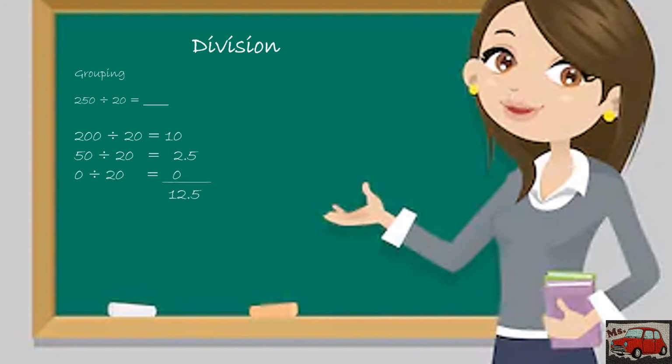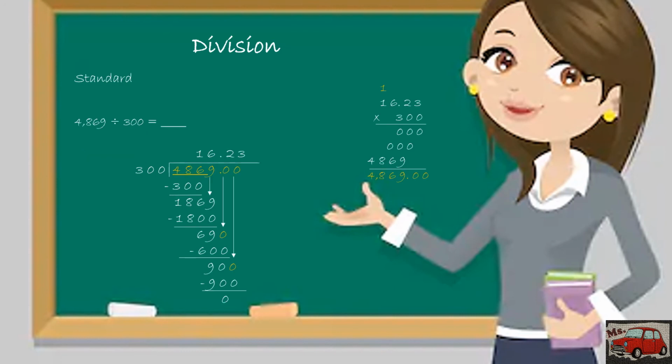Okay, I'll use the same numbers that we have a while ago, and let's divide it by grouping. So if I'm going to group the 250, I have 200, 50, and 0. Then I'll divide each value by 20. So 200 divided by 20, I have 10. 50 divided by 20, I have 2.5. 0 divided by 20, I have 0. If I'm going to add all the values, then I'll get the same answer, 12.5.